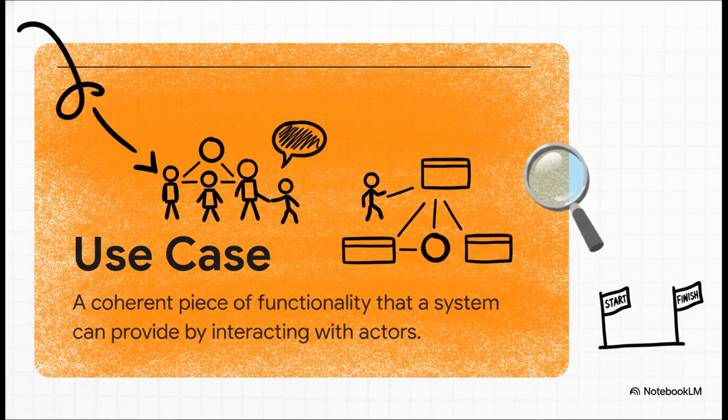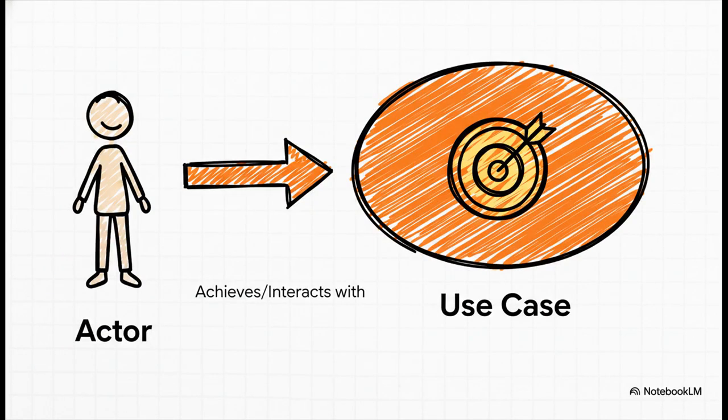But for right now, we're just focused on the big picture, the story titles that tell us what the system is supposed to do. And again, what's so great about this is how simple it is. Just like this stick figure, a use case, the character's goal, is just a simple oval. That's all. It just represents the task they're trying to accomplish.